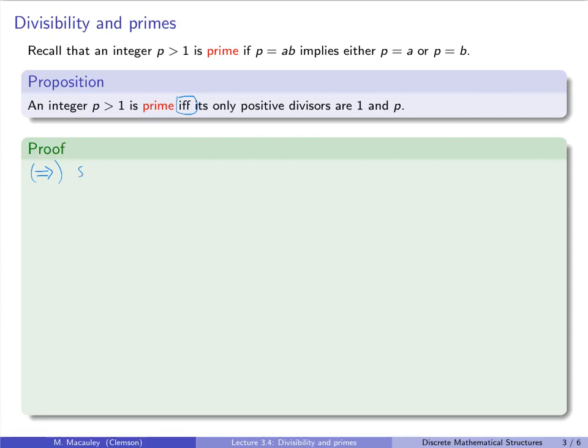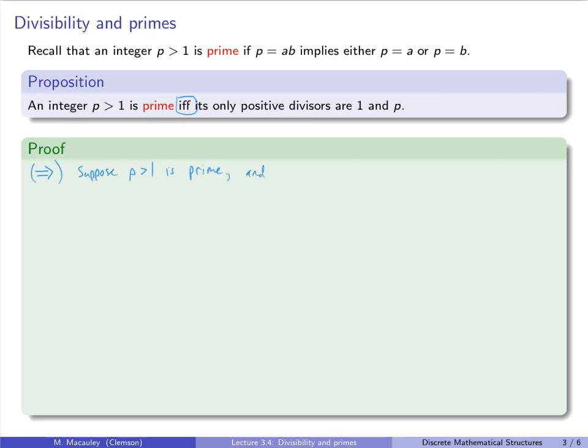So suppose p bigger than 1 is prime. What should we do? We have to show that its only positive divisors are 1 and p. And so let's take a positive divisor and let's show that it has to be 1 or p.